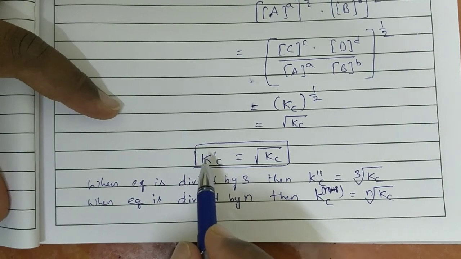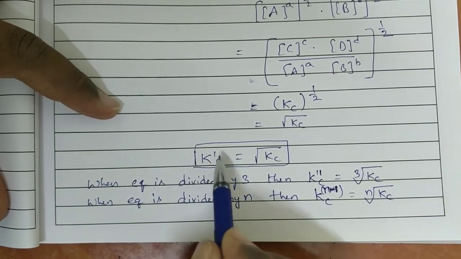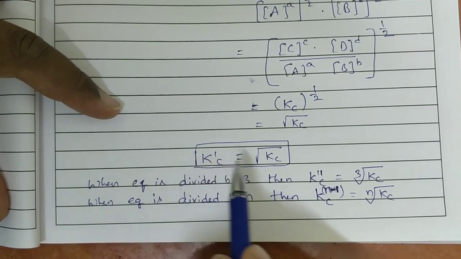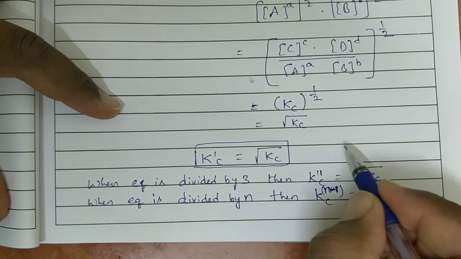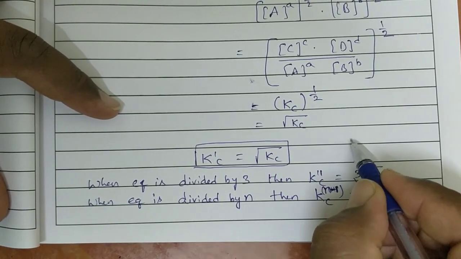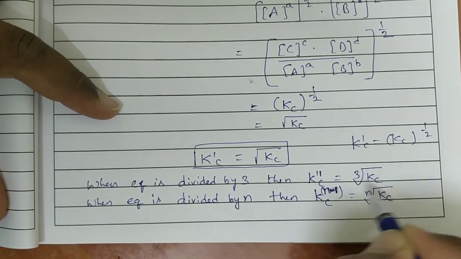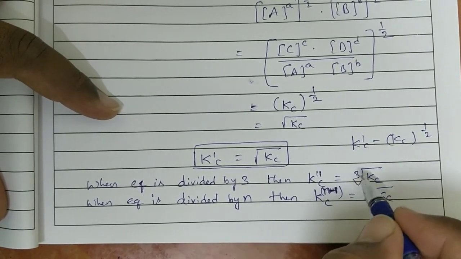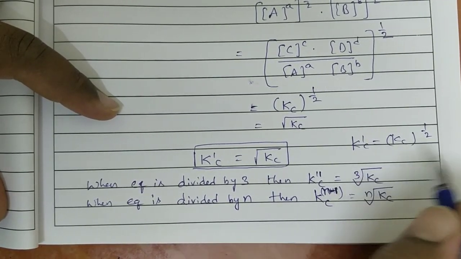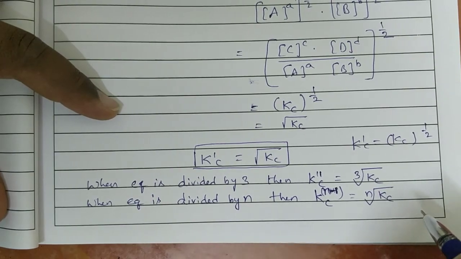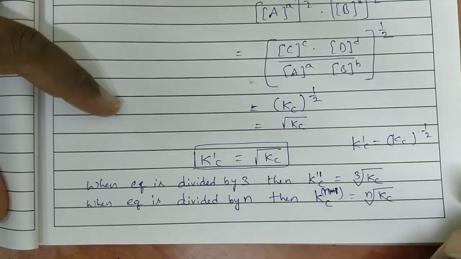Whatever the value we are going to divide with, the newly obtained equilibrium constant is related to the old equilibrium constant by making it a power of 1 by that value. We have divided by 2, so K dash C is equal to Kc power 1 by 2. If it is divided by 3, K dash c is equal to Kc power 1 by 3. K dash c is equal to Kc power 1 by 4, like that 1 by 5, 1 by n. If it is divided by n, that is enough.